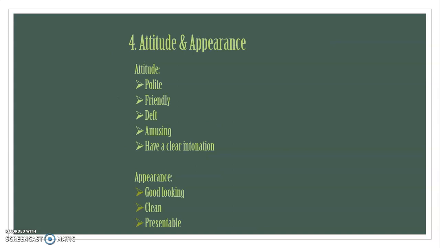Four is attitude and appearance. As a tour guide, we need to be polite, friendly, deft, amusing, and have accurate information. And for the appearance, you have to be good looking, clean, and presentable. It doesn't necessarily mean you have to be handsome or beautiful, but good looking. I mean, you're wearing proper clothes, you look fresh, you're not smelly, like that.